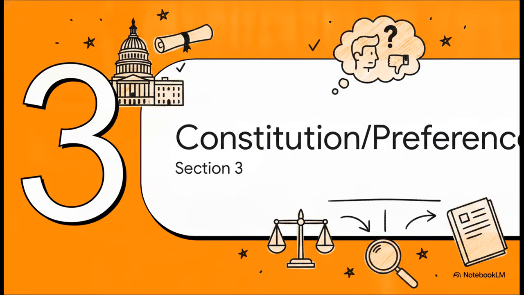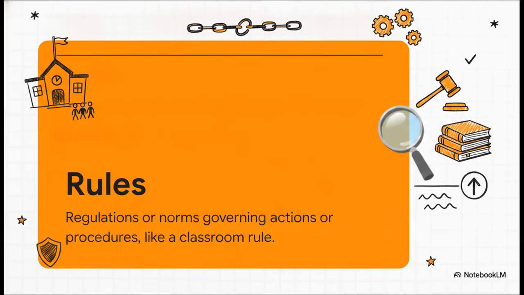Section 3, Constitution or personal preference. So how do we actually tell the difference between our protected rights being violated and simply having to follow a rule we just don't like? First, we have to define what a rule is. According to the C3 framework, rules are regulations or norms governing actions or procedures. Think of a classic classroom rule. They exist to create responsibilities, protect safety, and keep things functioning smoothly. They aren't designed to rob you of constitutional liberties. They're literally just there to govern daily procedures.